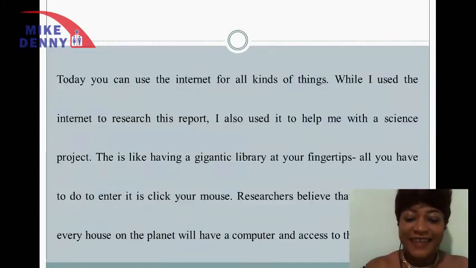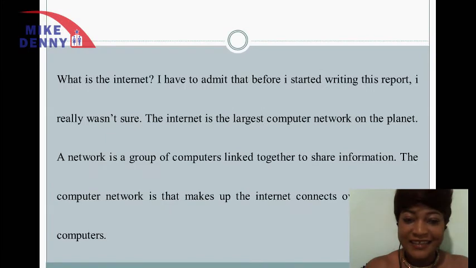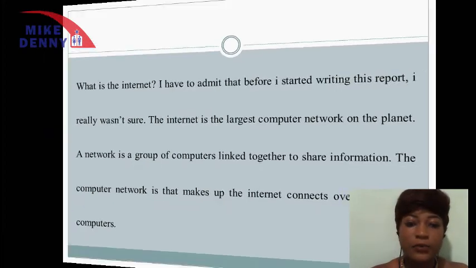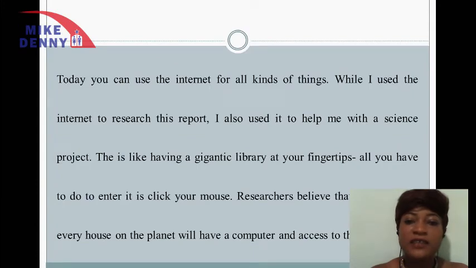I read the text again. Listen as I read the text again because we are dealing with reading comprehension. What is the internet? I have to admit that before I started writing this report, I really wasn't sure. The internet is the largest computer network on the planet. A network is a group of computers linked together to share information. The computer network that makes up the internet connects over 20 million computers. Today you can use the internet for all kinds of things. While I used the internet to research this report, I also used it to help me with a science project.